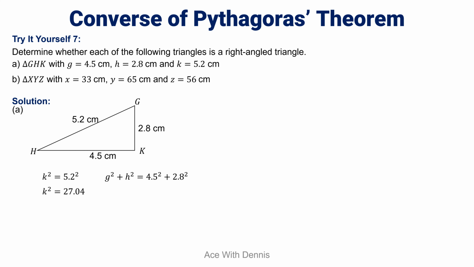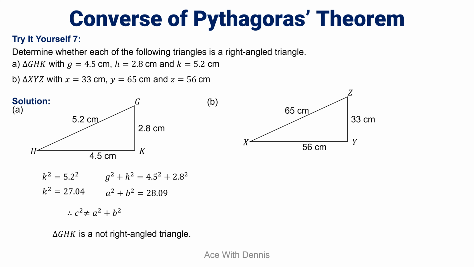G square plus H square is 4.5 square plus 2.8 square, and the value is 28.009. From here, we can see that c square is not equal to a square plus b square. Hence, the triangle GHK is not a right-angled triangle. Let's move on to B.